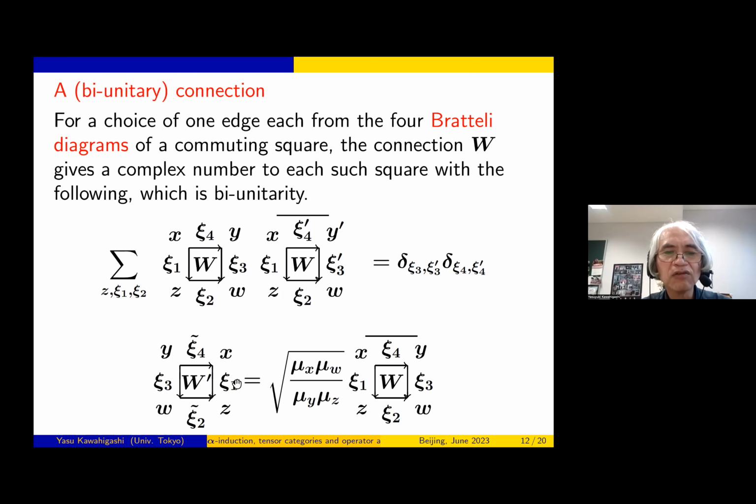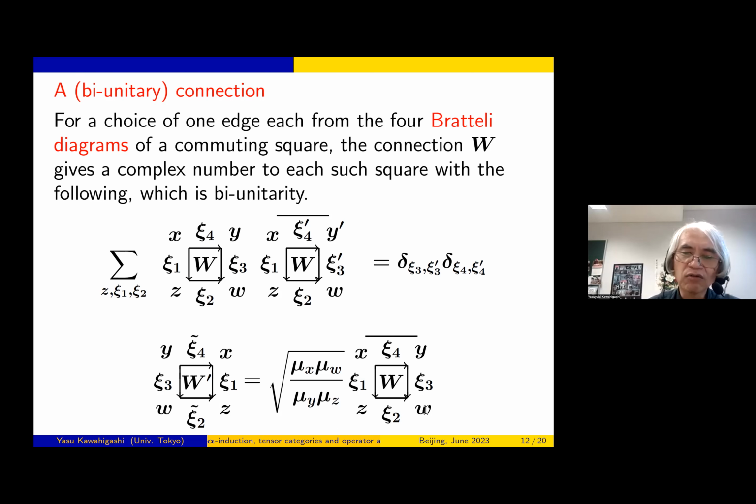And also, the biunitarity means these numbers are doubly unitary in the following sense. So this is one unitarity, and another unitarity is given by this formula. So we have one square picture. Then we make a horizontal reflection of this graph. So here we have y, x, but on the right picture we have x, y. Here we have w, z, but on the right picture we have z, w. So we have horizontal reflection.